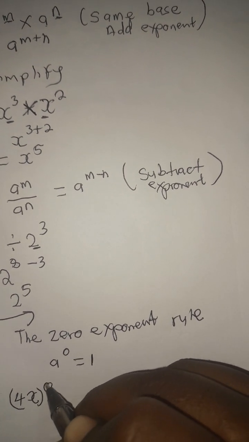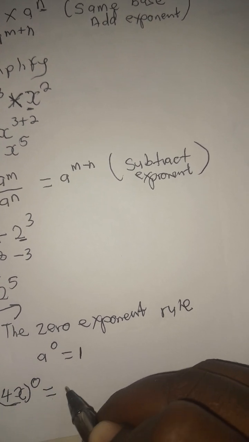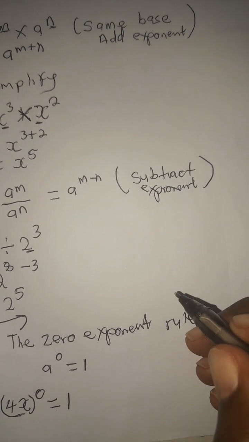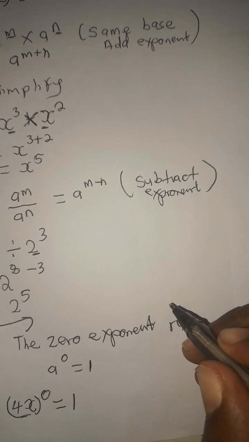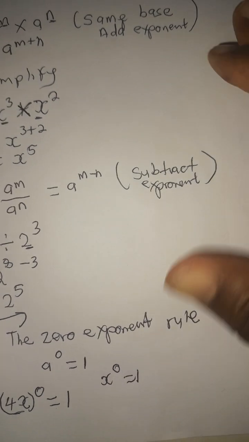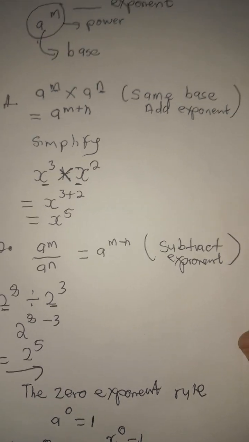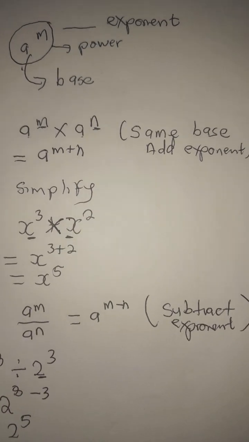4x to the power of 0. For x to the power of 0, since this is our base, then it's powered by 0, then this will be 1. I hope you get that, right? Or they could just say x to the power of 0, that will be 1. Any base that is being powered by 0 will be 1. I hope I'm making sense, right?